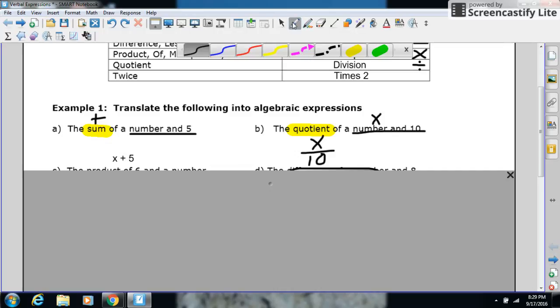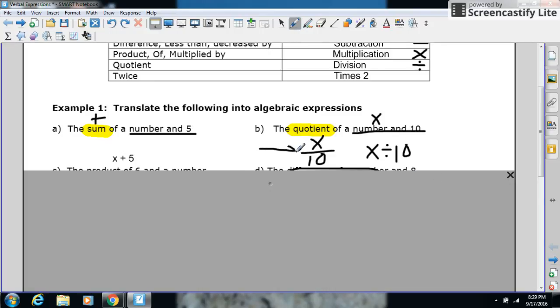I want you to start getting out of the habit. In middle school, they would teach you this. There's actually nothing wrong with this. This is the same thing. But once we start getting in some heavier algebra, this right here is going to be a lot easier to do something with than what you learned in middle school.